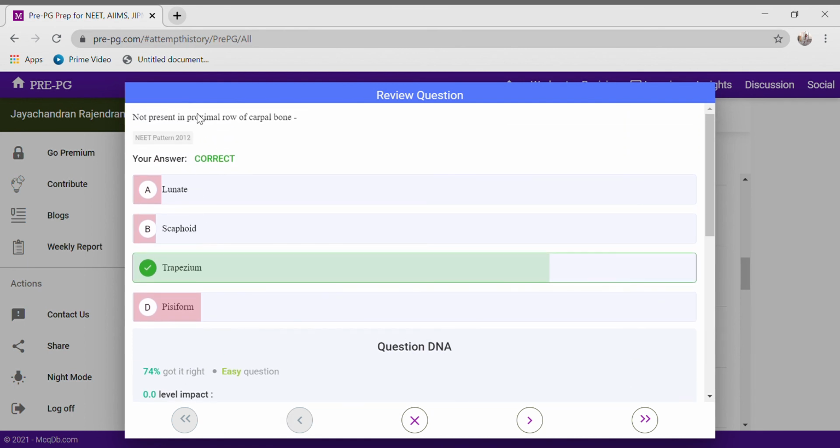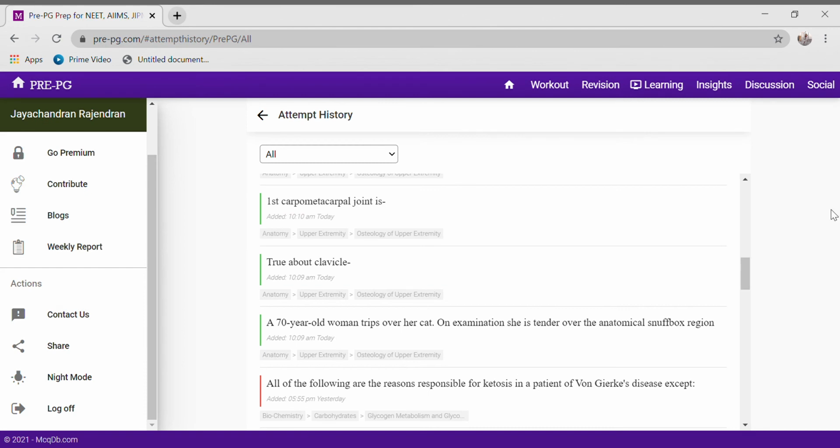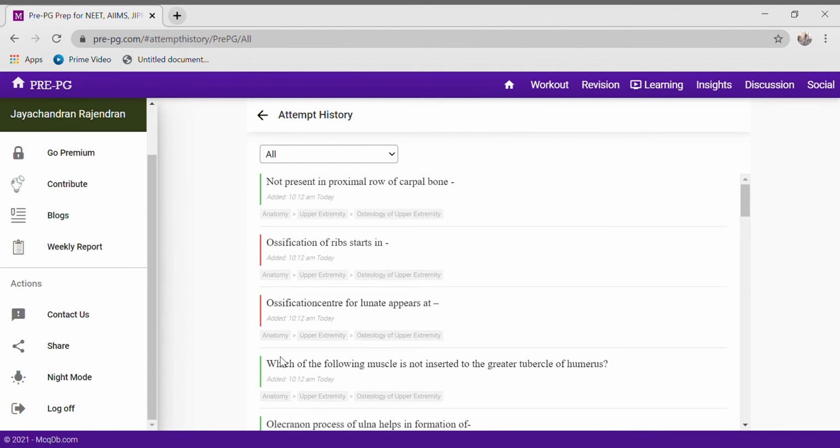Not present in the proximal row, only the triquetral will be found. Trapezium is in the distal row actually. So that's it about the ossification of the upper limb. Thank you.